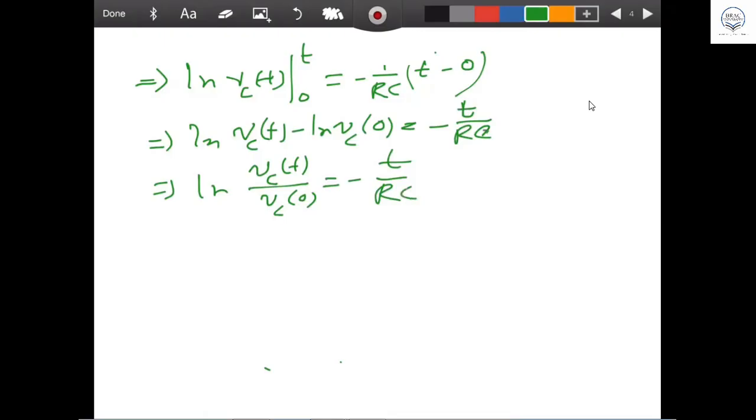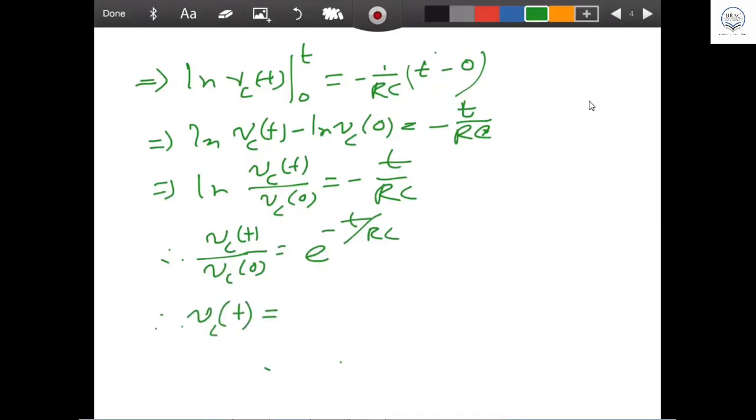So if you go for VC(T) by VC(0), you get e to the power minus T by RC. This is what you are getting here, and VC(T) will be equal to VC(0) times e to the power minus T by RC.